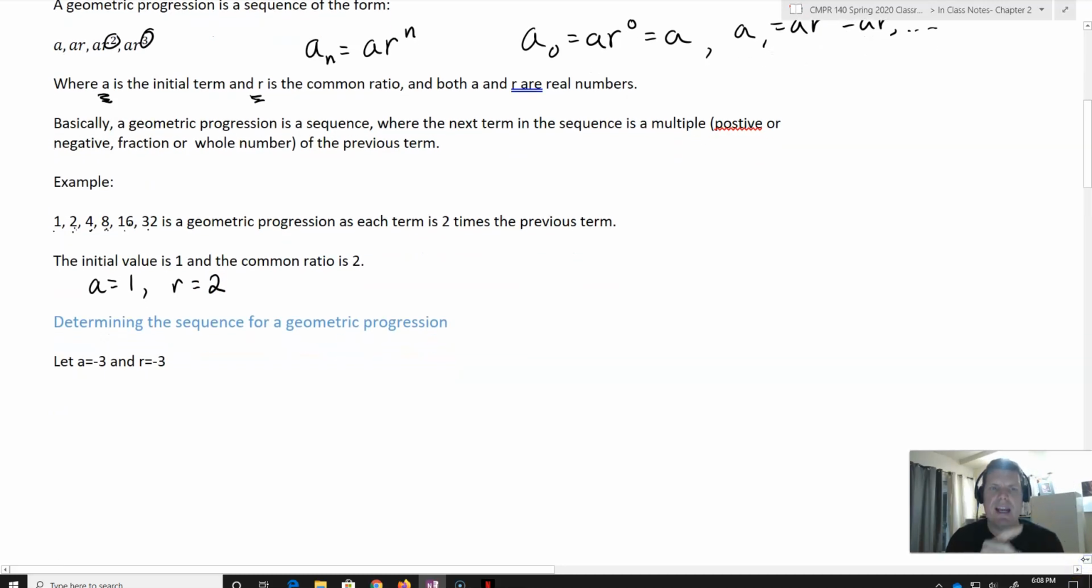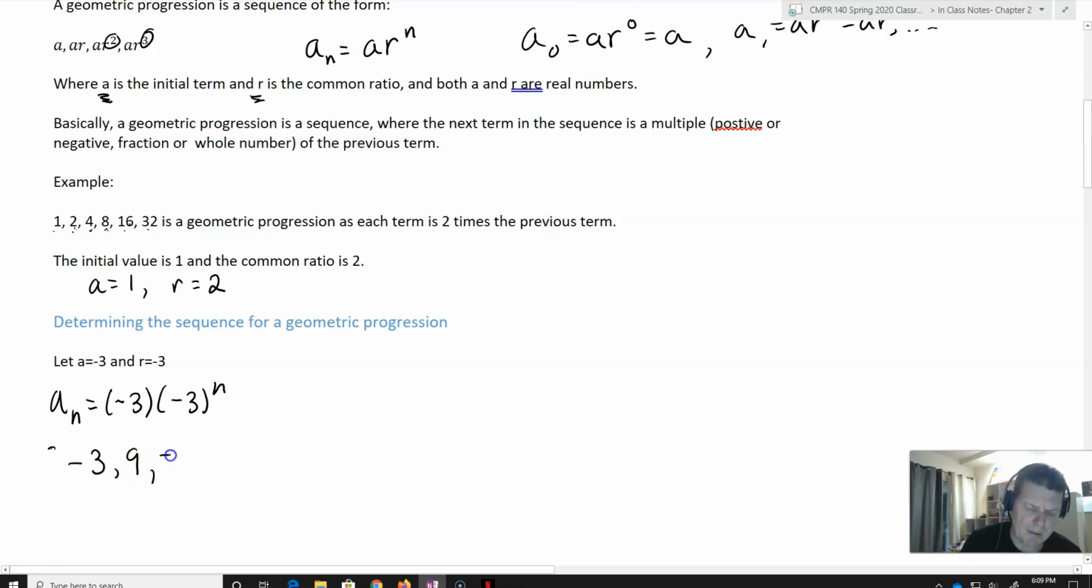If we can determine that each subsequent term is just a multiple of the last term, then we say that is a geometric sequence. Now let's take a look at a sequence for a geometric progression. Let's have this one have a equal to negative 3 and r equal to negative 3. So a_n is going to equal negative 3 times negative 3 to the n. Okay? And we'll figure this out a couple different ways. We'll first say the first term here is going to be negative 3. And then the next term is going to be 9 because that's negative 3 times negative 3.